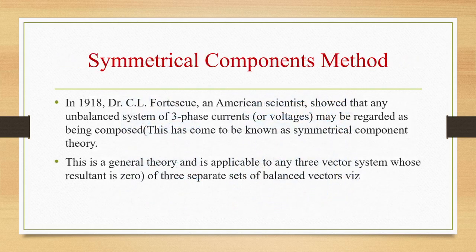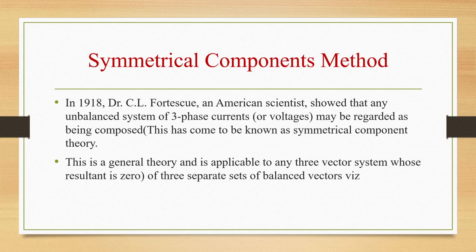In 1918, Dr. C.L. Fortescue, an American scientist, showed that any unbalanced system of three-phase currents or voltages can be regarded as being composed of three separate sets of balanced vectors. This is the symmetrical component theory, and it is a general theory that can be applicable to any three-vector system whose resultant is zero.